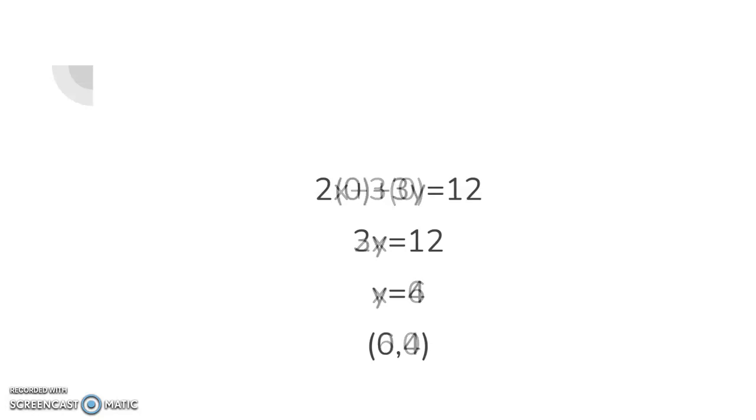Moving on to finding the y coordinate, we make x 0, so now it's 2 times 0 plus 3y equals 12. Again, anything times 0 is 0. So we have 3y equals 12, and y equals 4, because we divided 3y by 3 and 12 by 3, giving us 4. So now the y coordinate is 4, so it's (0, 4), giving us the y coordinate.